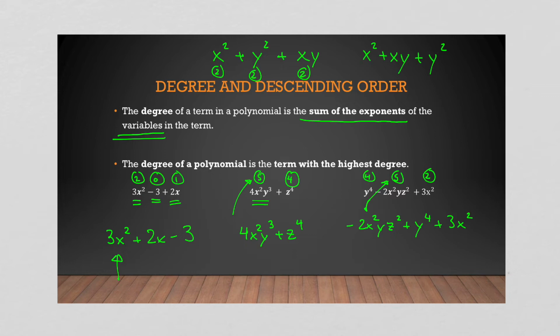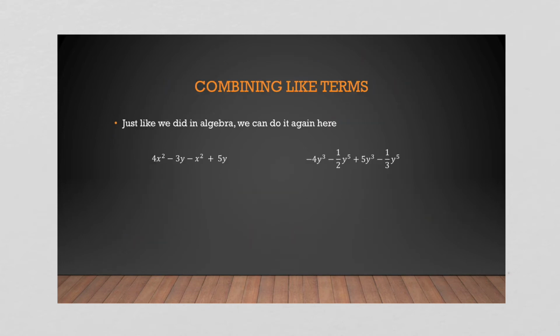This is also covered in the grade 9 section of polynomials. You can always check the section 6 notes in the grade 9 section as well. Combining like terms. So just like we did in algebra, we're going to combine like terms here. But this time we're looking for the same variable to the same exponent.